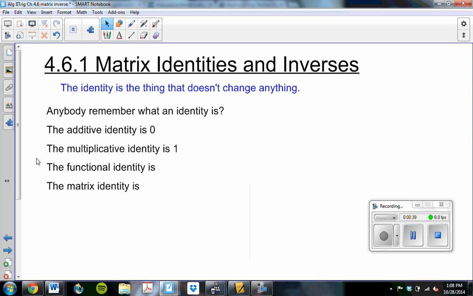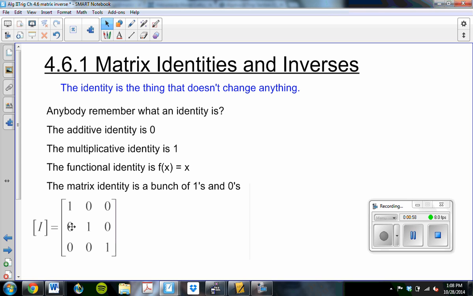The functional identity we haven't really learned yet, but if you have the function f of x equals x, that function doesn't change anything. F of 3 is 3 and f of 12 is 12. The matrix identity, that's what we're talking about today, is a bunch of 1s and 0s and nothing else. Here's an example of a matrix identity. This I is for identity, and it's got 1s along a diagonal and 0s every place else. And a 3 by 3 matrix identity.